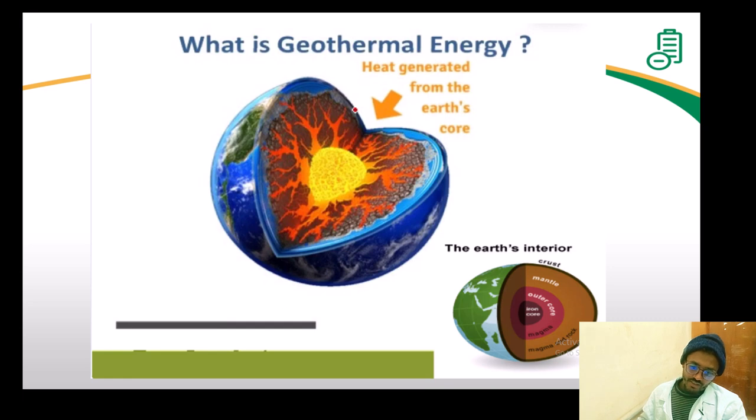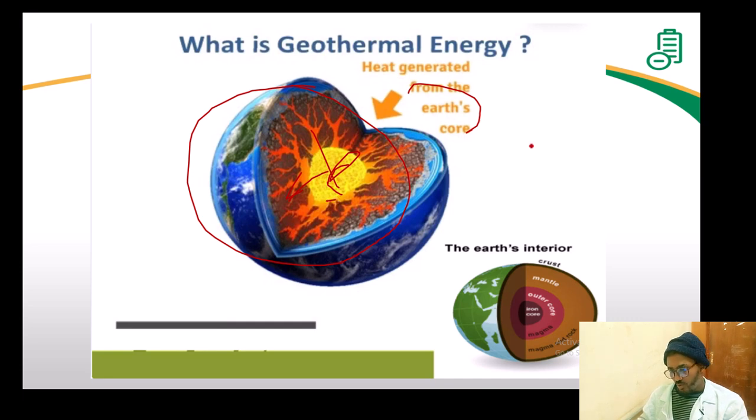If you think this is the earth that we have, the heat generated from the earth's core we call geothermal energy. The magma and rock are right here, heating the water and the rock above. So we can use it for power plant purposes or for industrial applications, any kind of electricity generation.